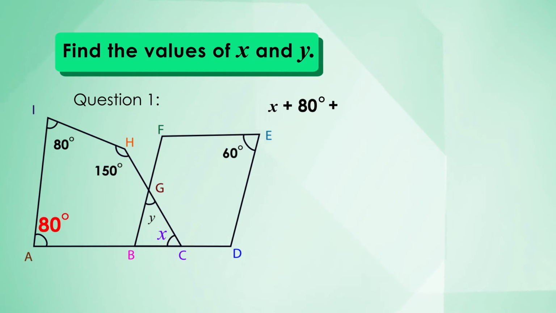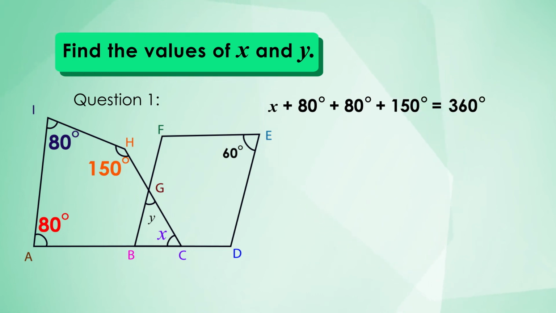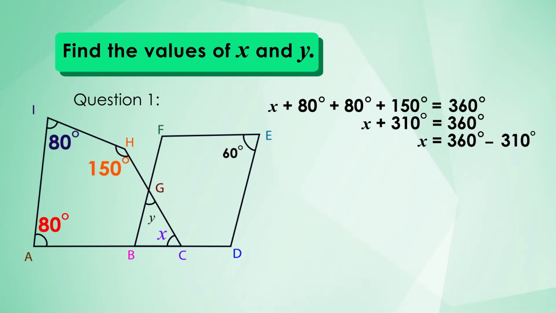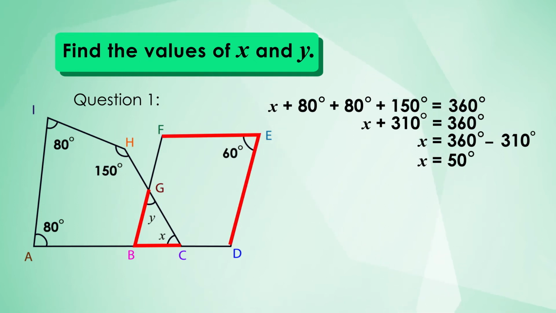X plus 80 degrees plus 80 degrees plus 150 degrees is equal to 360 degrees, as this shows the sum of the interior angles. From the working, we can see that the value of X is 50 degrees. Next, we can see that the angle CBG is opposite the angle DEF. We know that opposite angles in a parallelogram are the same. So, the value of angle CBG is 60 degrees.